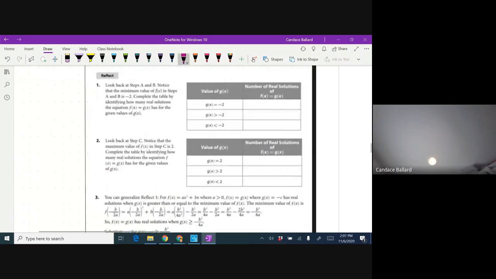All right, so now they want us to put a connection together. And please don't freak out when you see this number 3 here. Don't worry about it. We're going to actually ignore it. I'm not going to go through that step by step. That's too much for a Friday afternoon. But we're going to at least get this idea of solutions down. So look back at steps A and B. Notice that the minimum value of f of x in steps A and B is -2. Complete the table by identifying how many real solutions the equation f of x equals g of x has for the given values. So let's take a look.